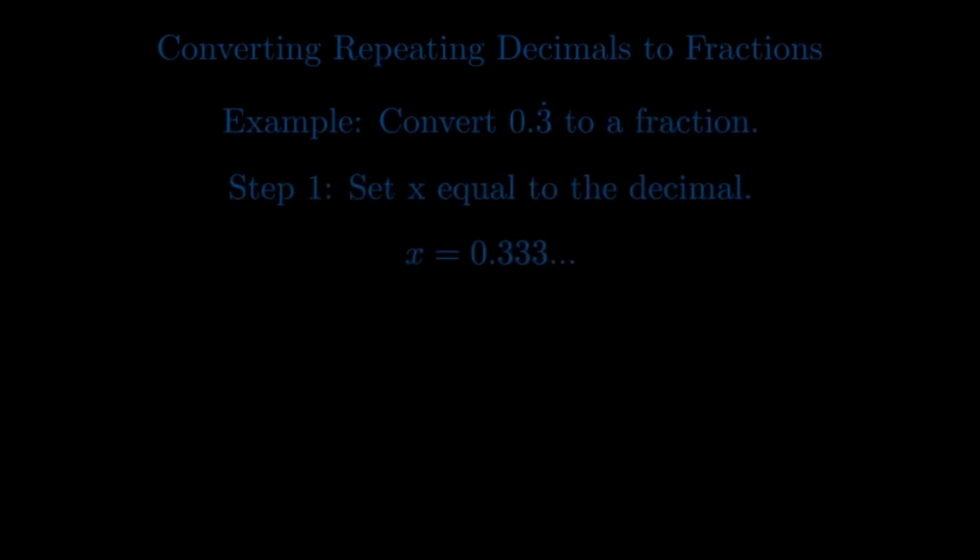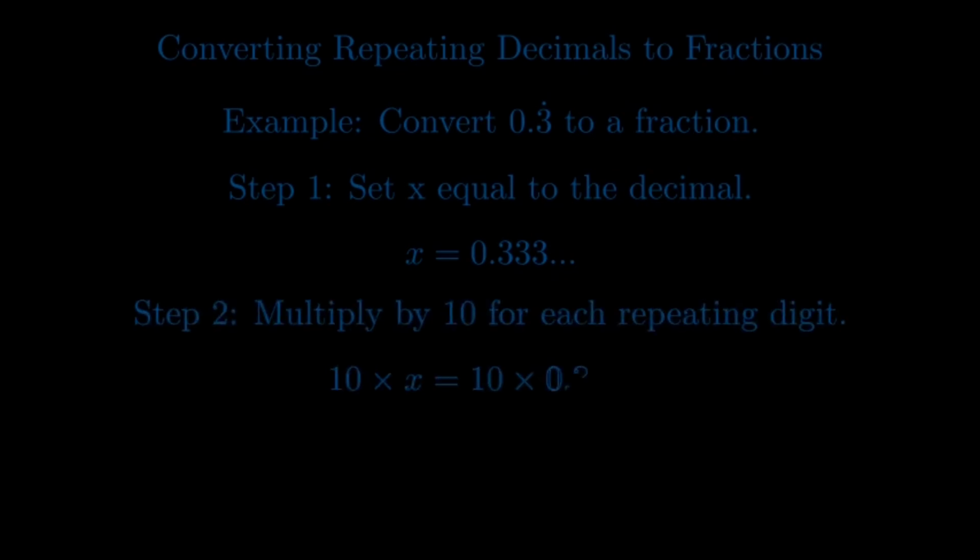The first step is to give it a name. Let's call it x. The next step is the clever part. Step 2 is to multiply both sides of our equation by a power of 10. How many? We multiply by 10 for every digit that repeats. Here, only the 3 repeats, which is 1 digit, so we multiply by 10. 10 times x is 10x, and 10 times 0.333 just moves the decimal point 1 place to the right, giving us 3.333. So we have a new equation.